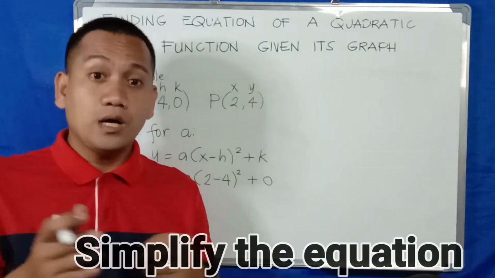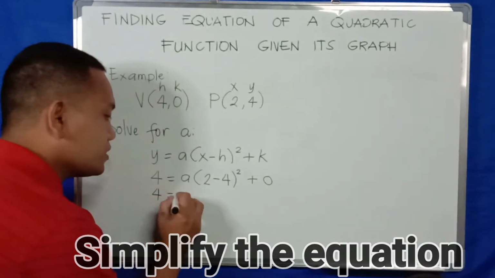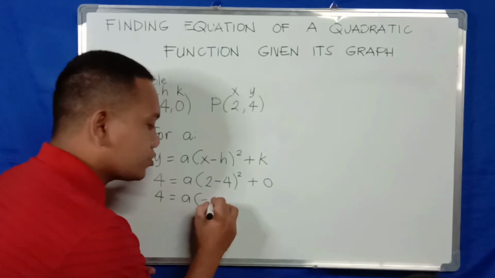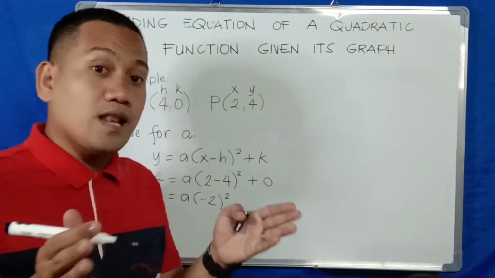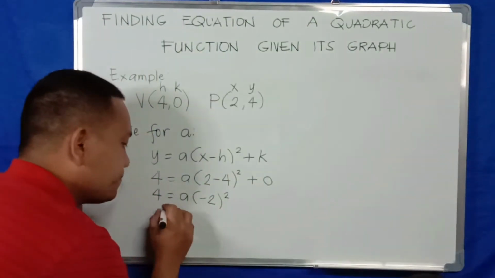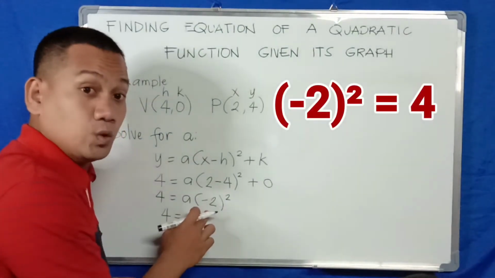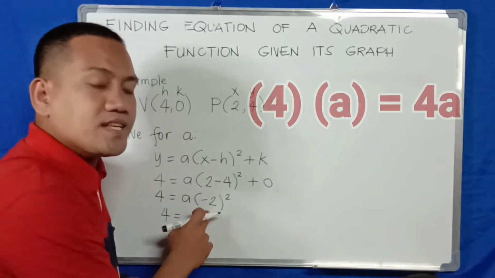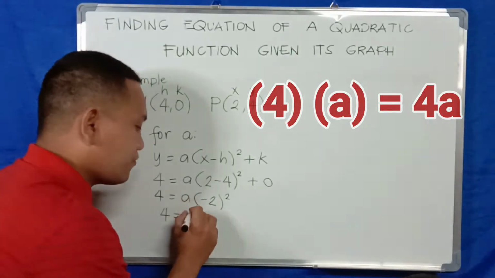We will simplify our given equation. So we will have 4 equals a times (2 minus 4), which is negative 2 squared, and adding 0. That means we will add nothing. So again, let's simplify. We'll have 4 is equal to, so first let's square negative 2. And squaring negative 2 will lead us to a positive 4. So positive 4 times our a, the product would be 4a.